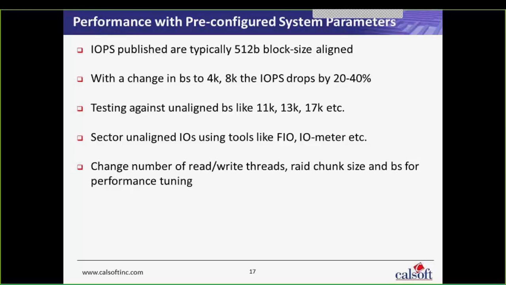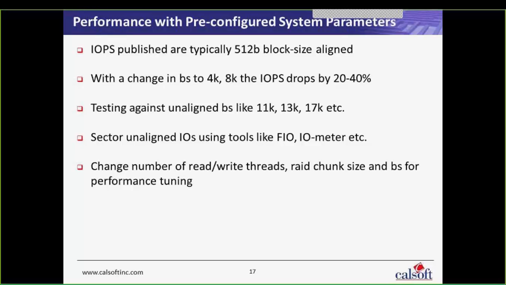Typically, unaligned IOs range across sector-unaligned sizes like 11K, 9K, 17K or 13K block sizes on your particular flash array, and you get the performance out of it to see how flash behaves with unaligned IOs. We always know how it behaves with aligned IOs because those are the results which are published, in an ideal environment. But how it behaves with unaligned IO is really important.